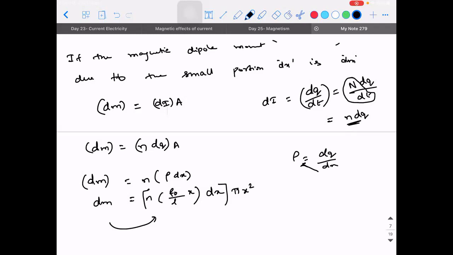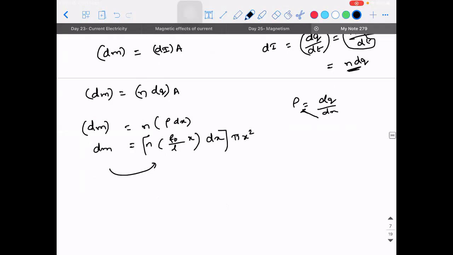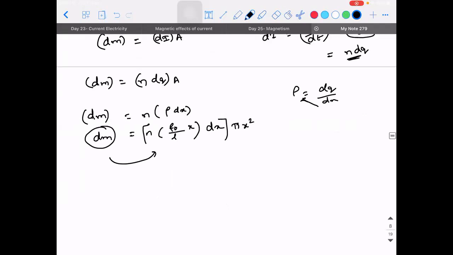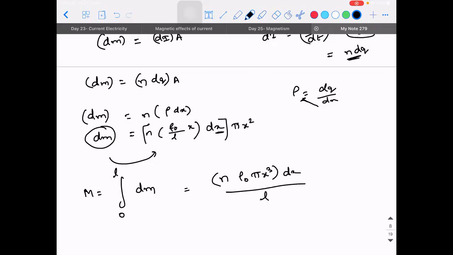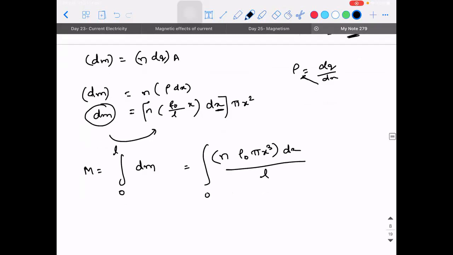Okay, so I hope it is clear again. So this is the value of the magnetic dipole moment due to the small current carrying element. Then the total magnetic dipole moment, can I write it as integral of dm, where x is the variable. X is varying from where to where? 0 to the length of the conductor. N into rho naught into pi x cube into dx, the whole divided by L, with an integral from 0 to L.